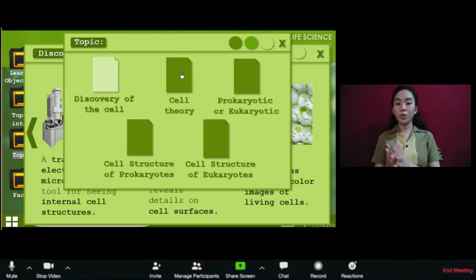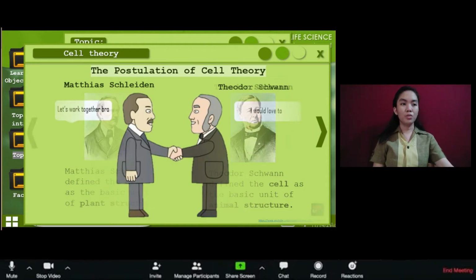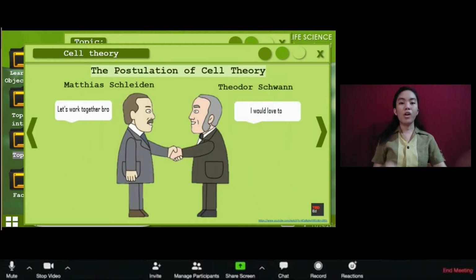200 years after Robert Hooke, there come two scientists who worked together to formulate what we call cell theory. Who are they? Number one is Matthias Schleiden, a botanist who studied plant structure, and at the end of his study, he defined the cell as the basic unit of plant structure. On the other hand, Theodor Schwann, a zoologist, studied animals, and he also said that all animals are made up of cells. So their findings were the same, almost the same discoveries. So, they decided to work together. And they gave birth to what we call cell theory.